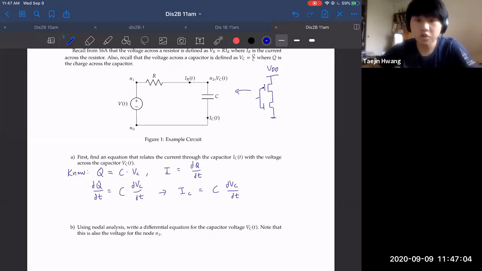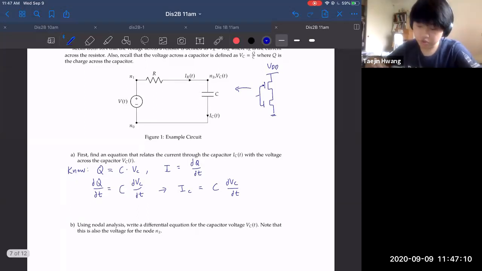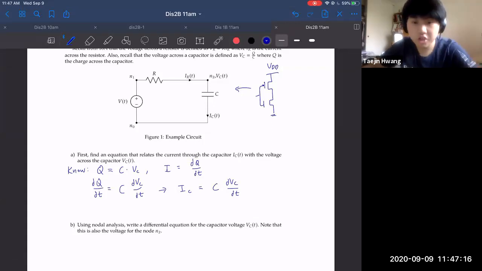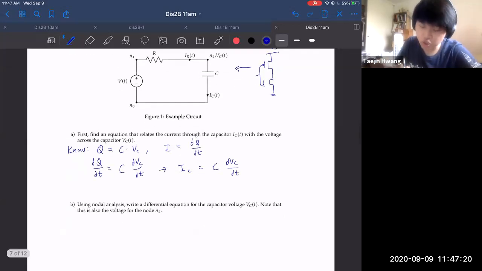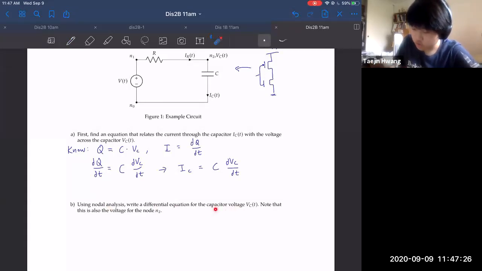All right, if we don't have any questions, let's take a look at part B. For part B, I'm going to explain what you need to do and then split y'all up into breakout rooms and you can try to solve this together. What it's asking you to do is to use node analysis, so everything you remember from 16A, and to write a differential equation for the capacitor voltage Vc of t.